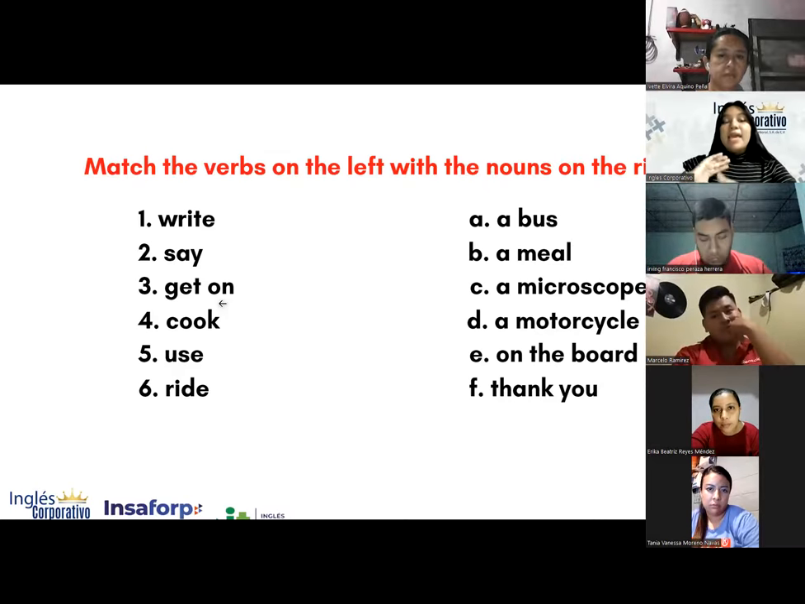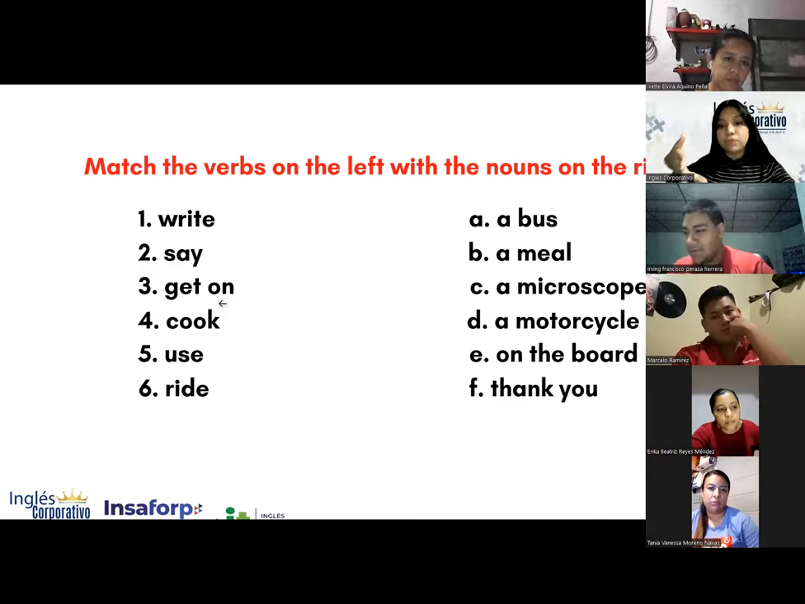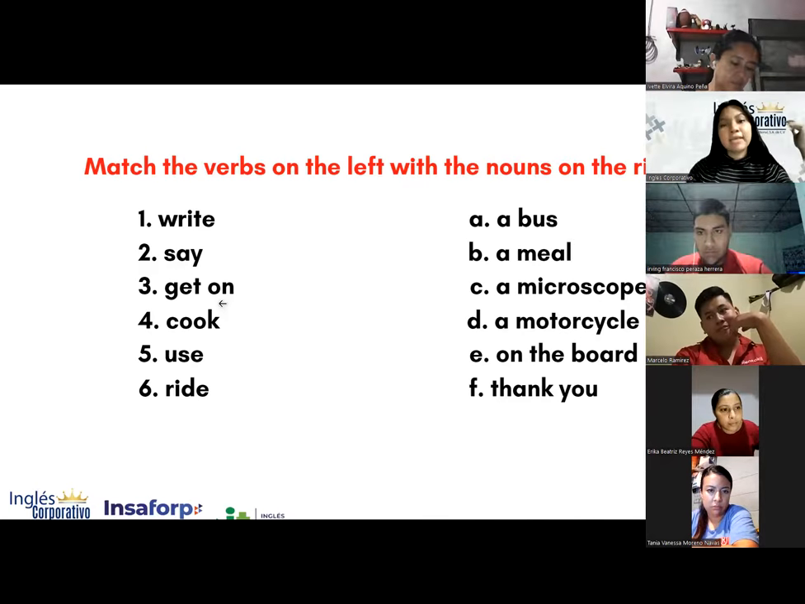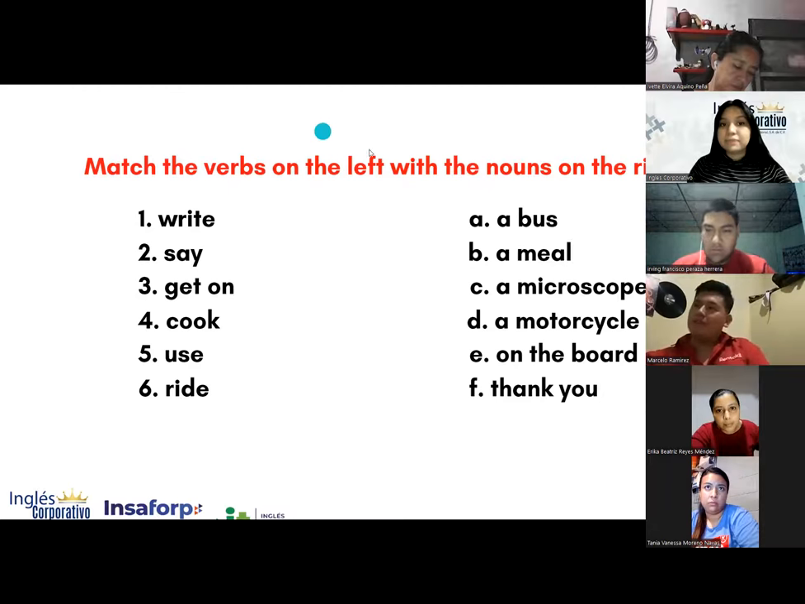Okay, so get on, guys, means whenever you take a bus, you get on the bus. Usted se sube al bus. So get on es subirse a un bus, ¿verdad? Get on the bus. Teacher, entonces si get on the bus es subirse, ¿cómo decimos bajarse? Me bajo del bus, dice uno. ¿Cómo lo dice en inglés? Get on es subirse. ¿Y bajarse?